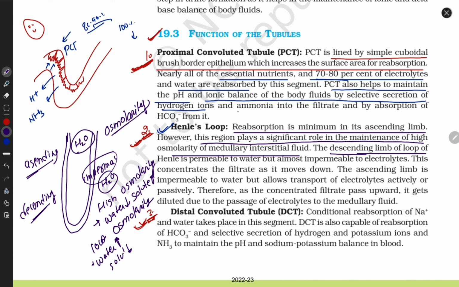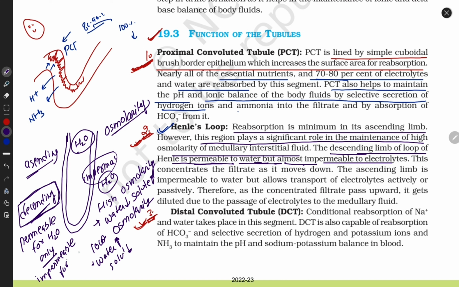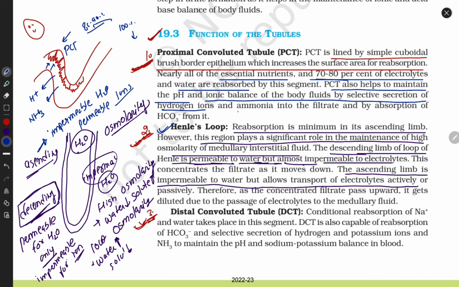Descending loop of Henle is permeable to water but almost impermeable to electrolytes. The descending limb of Henle's loop is permeable for water only, for H2O only, and impermeable for ions. Now the ascending limb is impermeable to water but allows transport of electrolytes actively. The ascending portion of Henle's loop is impermeable for water but permeable for ions, actively or passively, both.